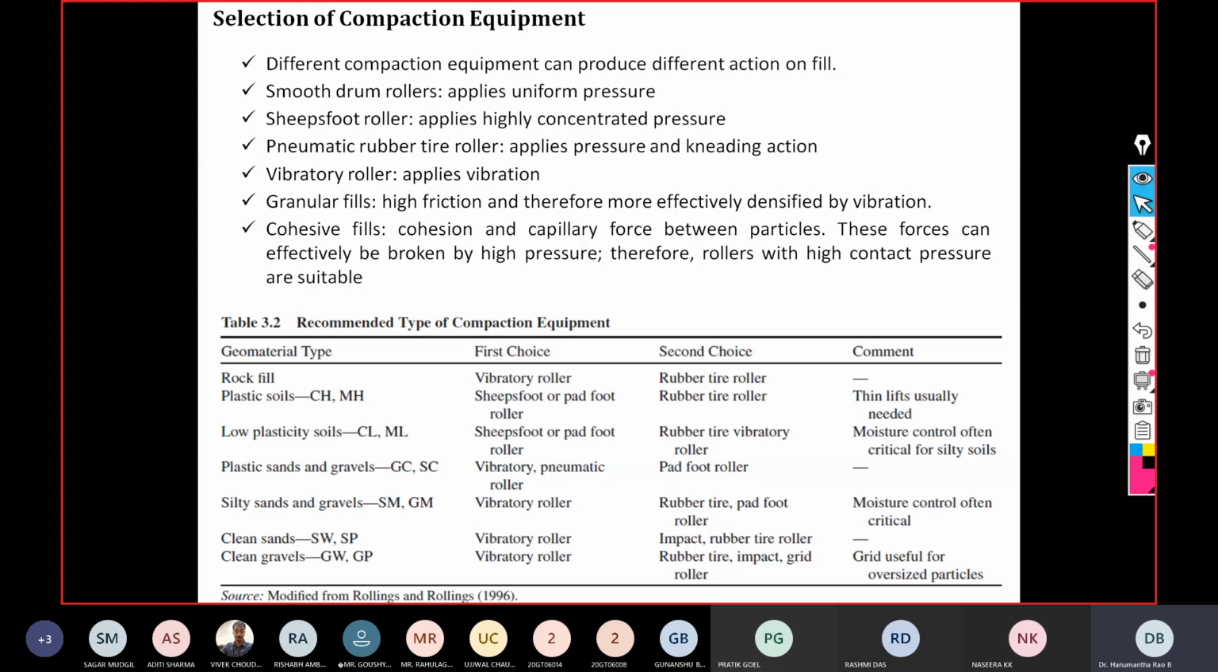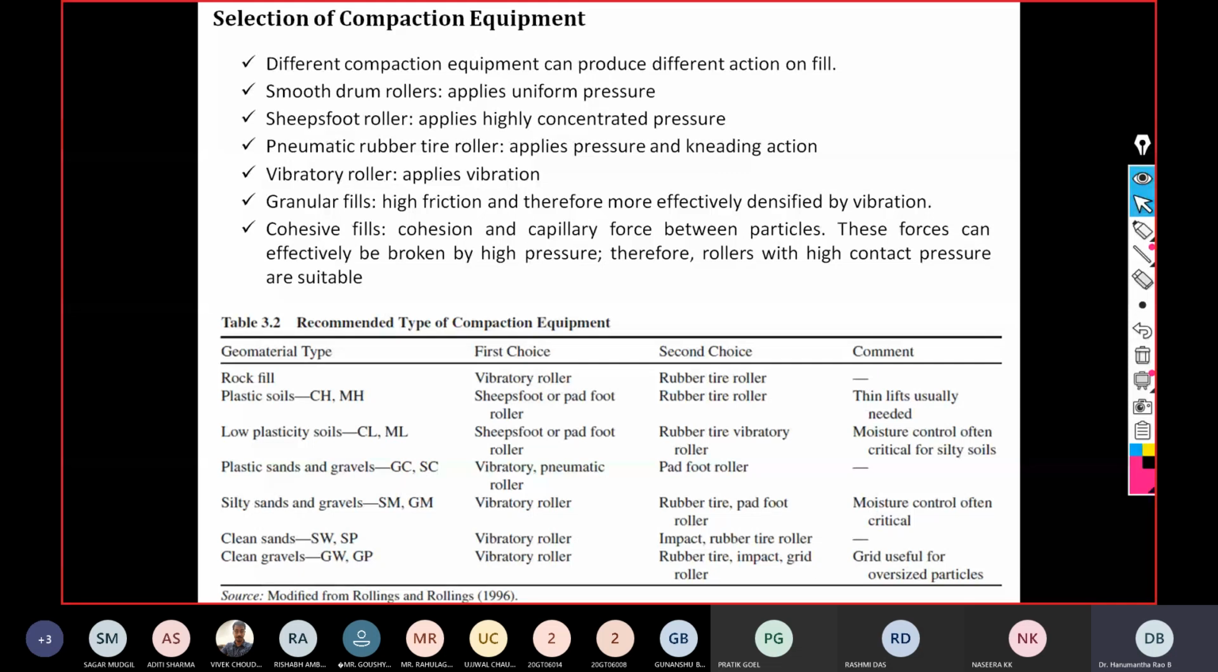So for cohesive soil, you should select rollers with a high contact area. In fact, if the clay content is very high, it should be some kind of a pad foot roller. Now here, for different geomaterial types, the first choice, the second choice, and some merits and demerits have been listed.